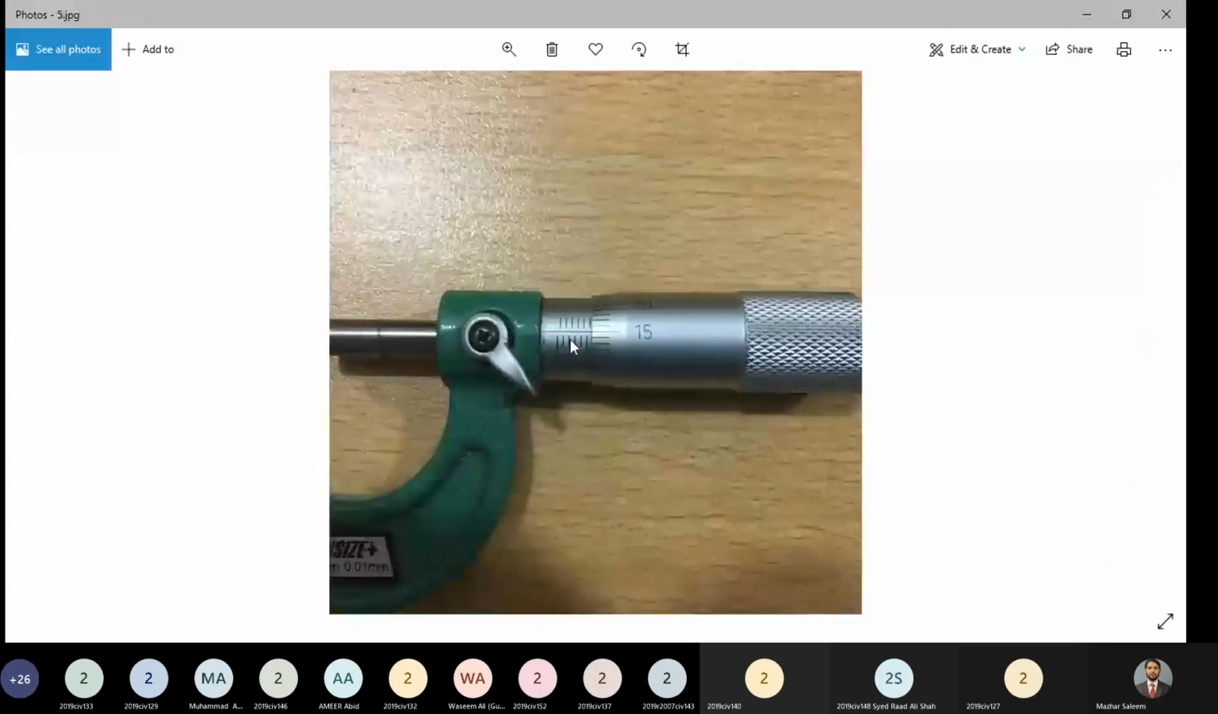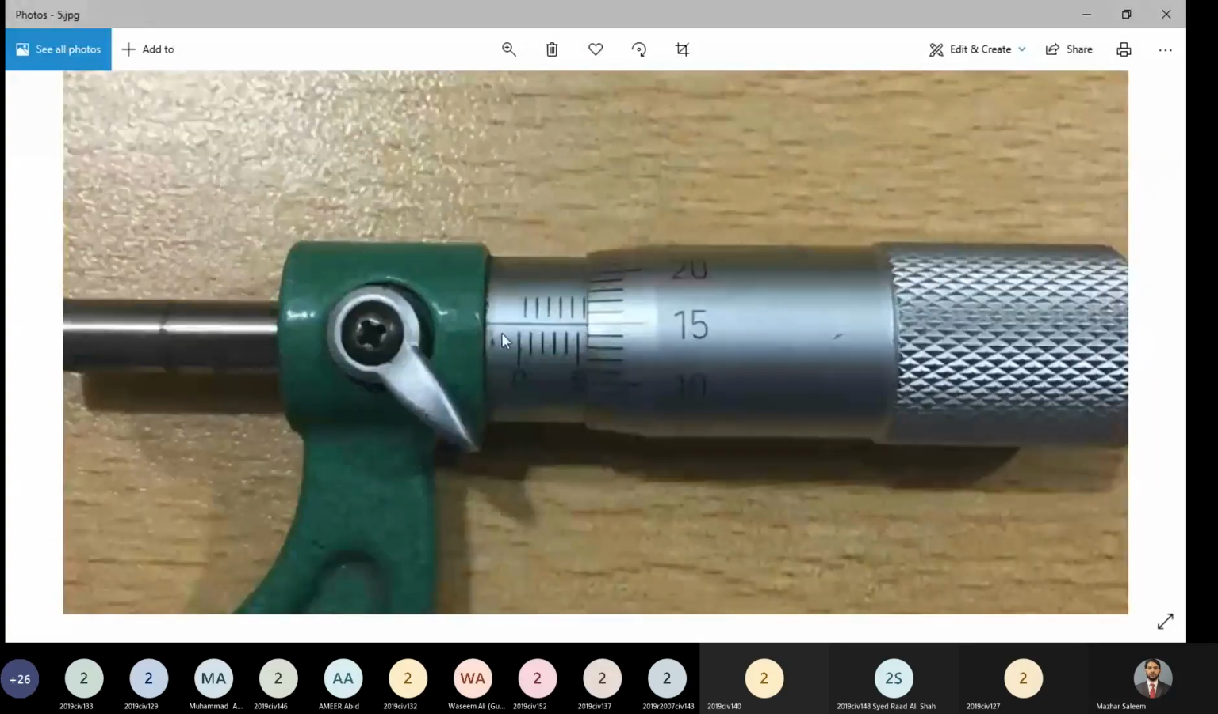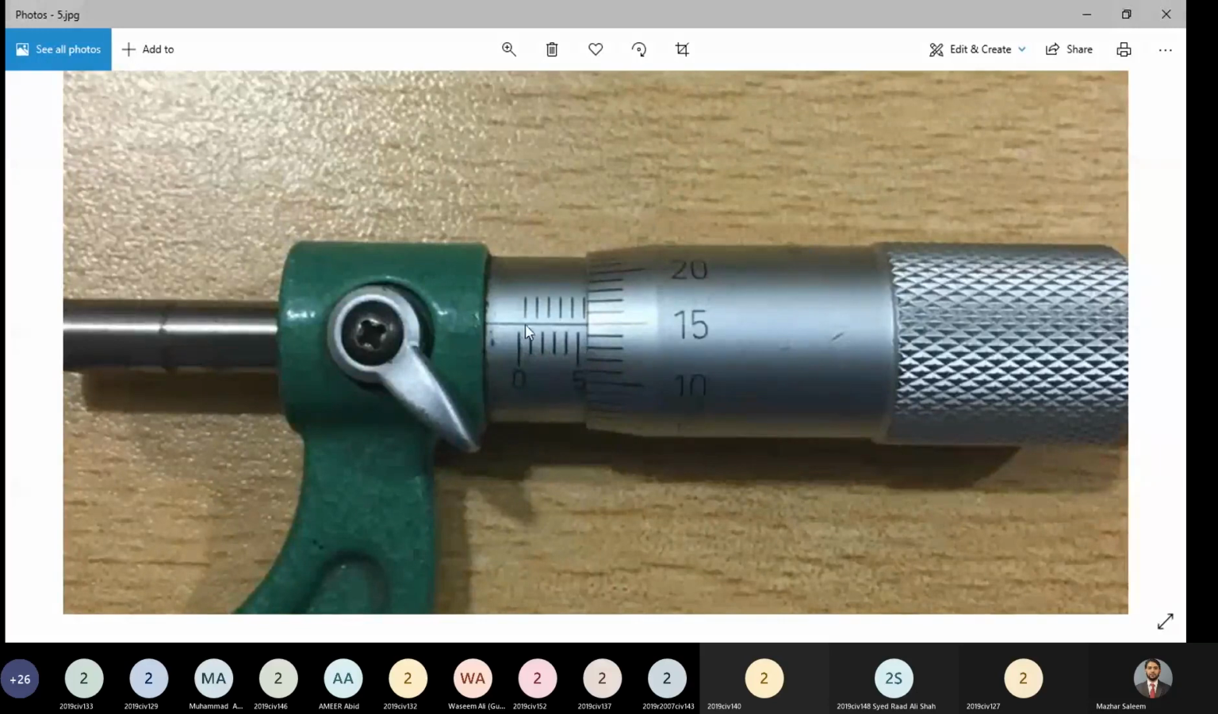some measurement. On this linear scale, we have lines at the bottom. This line is showing 1 millimeter. So this is 1 millimeter, 2 millimeter, 3, 4, 5 millimeter. And the lines above these horizontal lines are dividing each millimeter into 2 equal parts. So this is 0, this is 0.5, 1 millimeter, 1.5, 2 millimeters, 2.5, and so on.